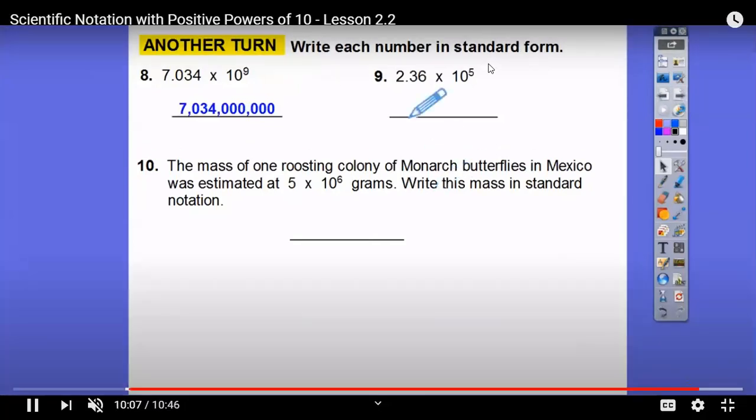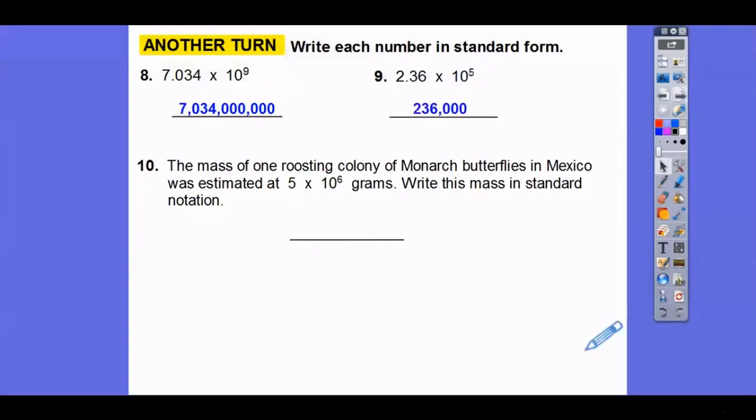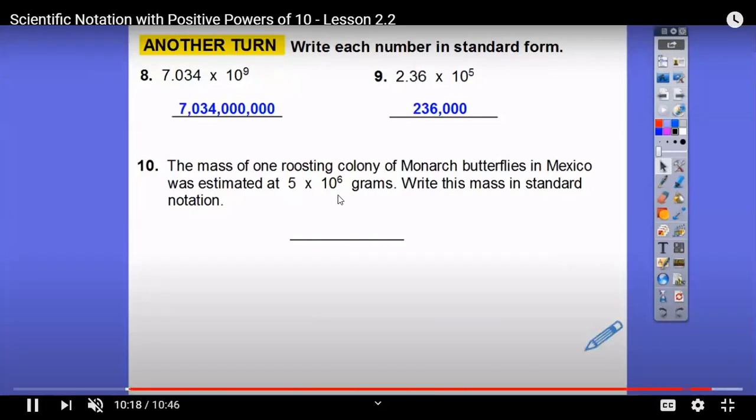Same idea with the second one. It's 10 to the power of 5. How many digits after the decimal point? I have 2, so we need 3 more. The last one, 5 times 10 to the power of 6. Do you find any decimal point here?